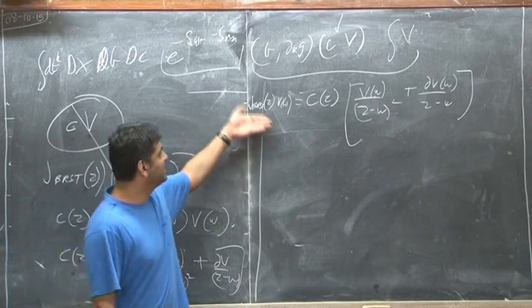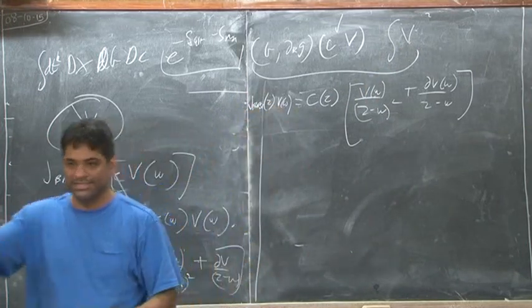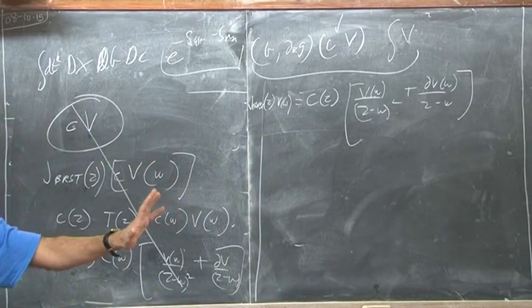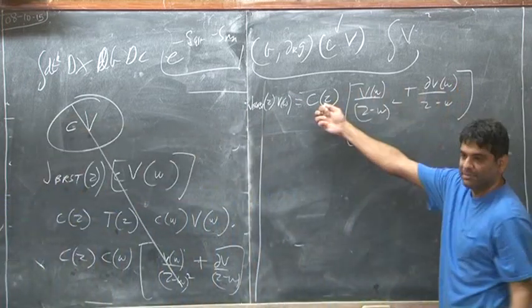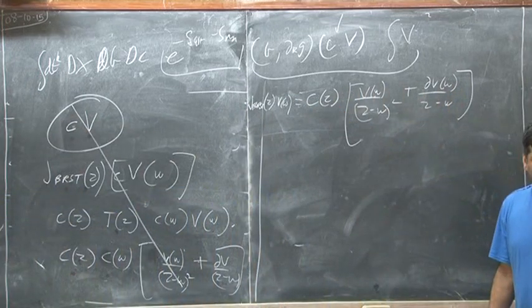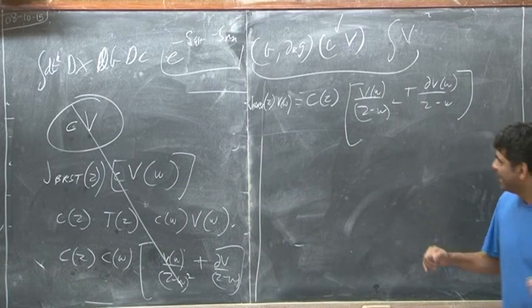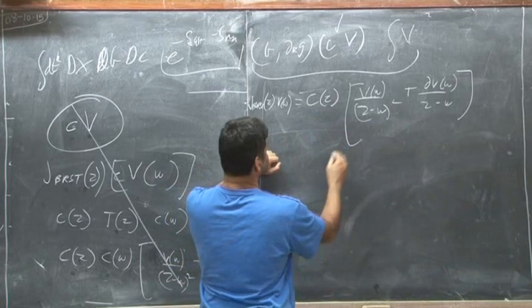Because J_BRST is c times T. V has no singularity with c, so it's purely with T. You just take c of Z times the T V OPE. The T V OPE was this, and then I multiply by c. That's clear, right? Everyone? Okay, excellent. So now we have to Taylor expand this term.